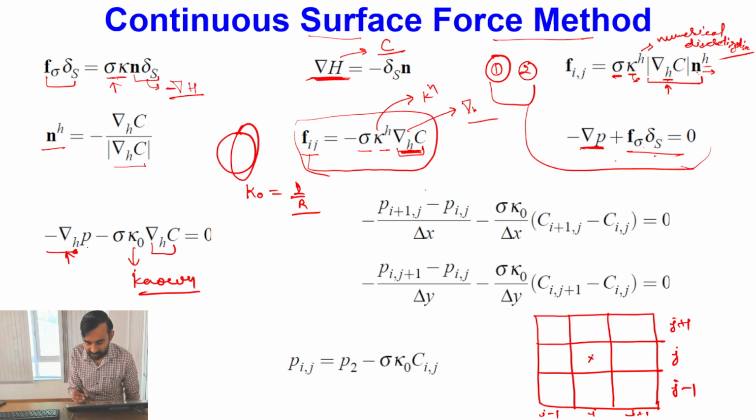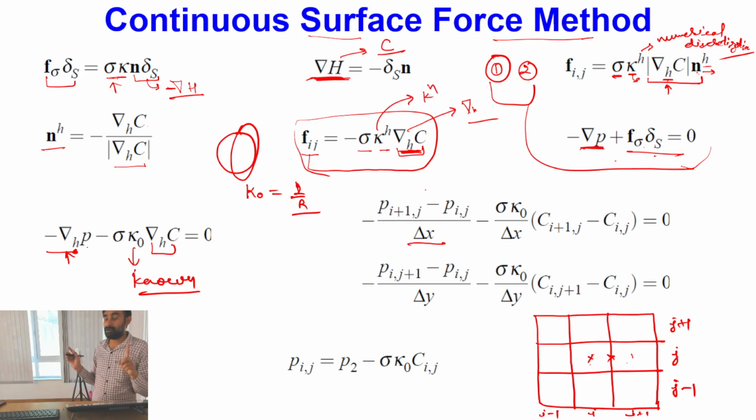Simply, if I have to calculate the gradient of P at the face between cells i,j and i+1,j, this common face is at i+1/2,j. How can I calculate the gradient? It will be simple: minus, because the minus sign is already there, P at i+1,j minus P i,j divided by delta x, which is a central difference scheme, minus gradient of C.